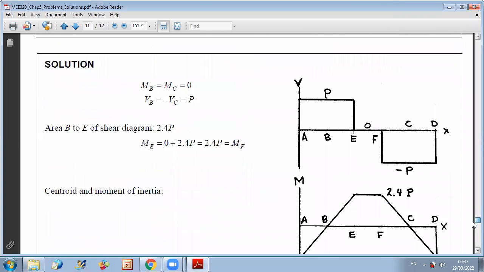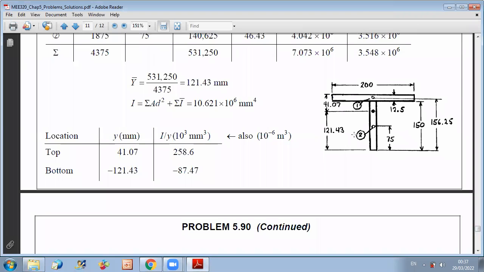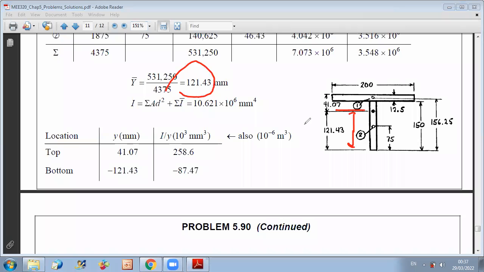And to find C2, C2 is simply the y bar, because C2 represents the distance from the neutral axis to the bottom. So C2 is equal to y bar, which is 121.43, while C1, which is the top y, is equal to 162.5, which is the total height, minus 121.43.